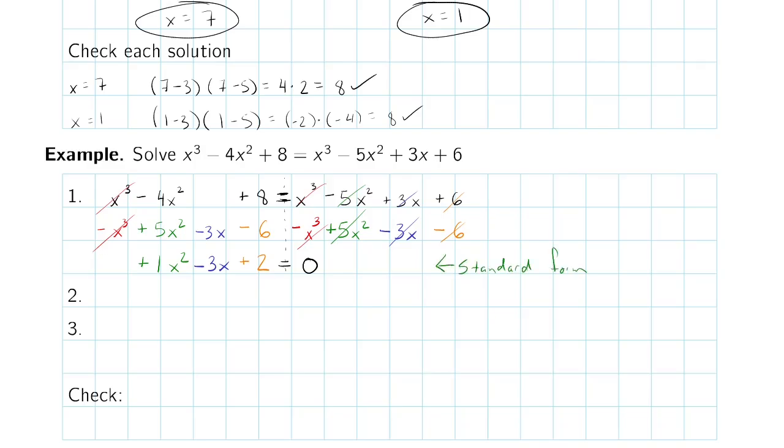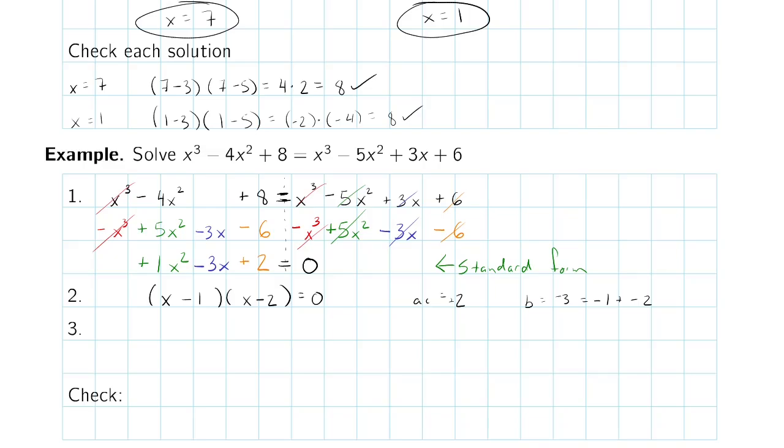Now that I have standard form, I can factor the polynomial on the left. That's a quadratic trinomial with leading coefficient 1, so I can use my factoring shortcut. My AC is 2. My B is negative 3, which is negative 1 plus negative 2. Right, negative 1 times negative 2 is positive 2. My factors are going to be x minus 1 times x minus 2.